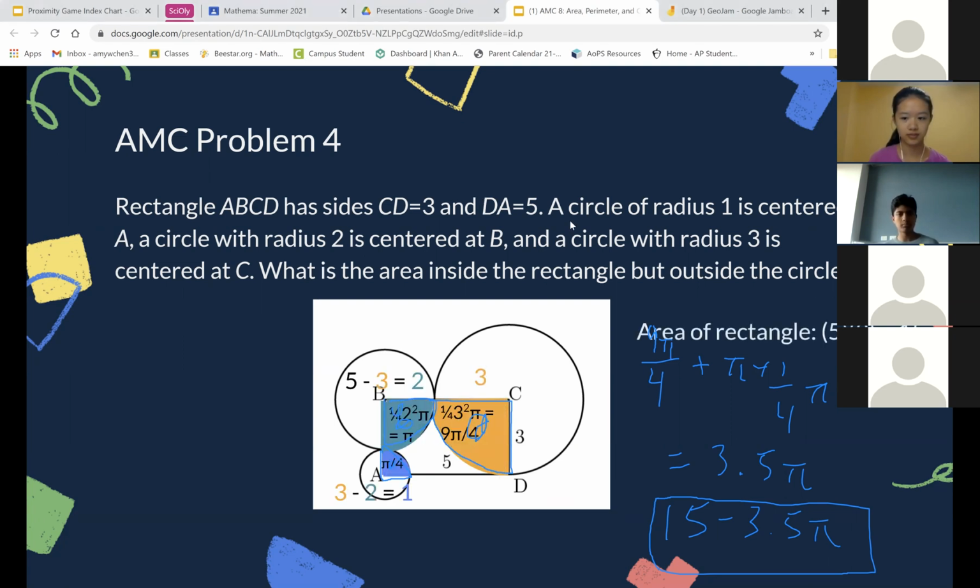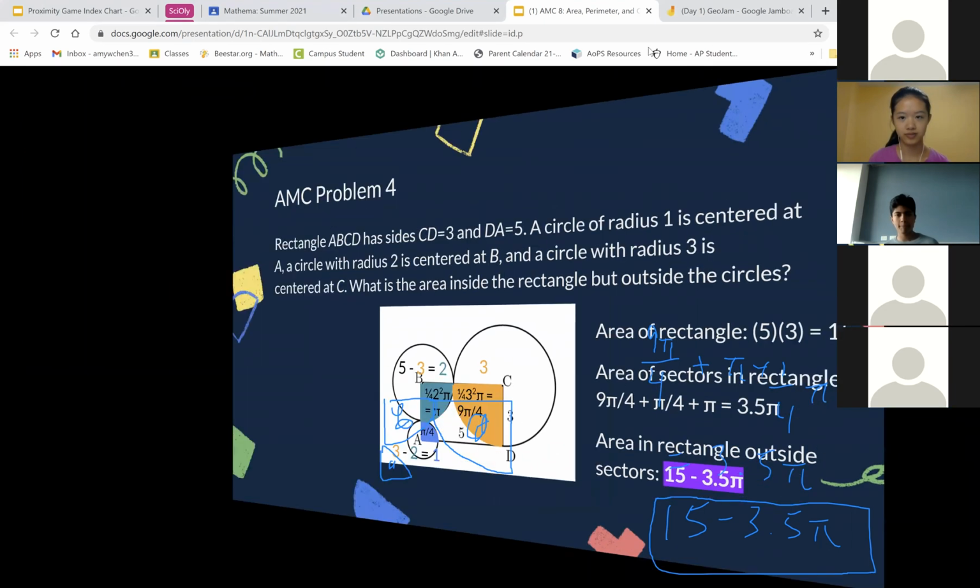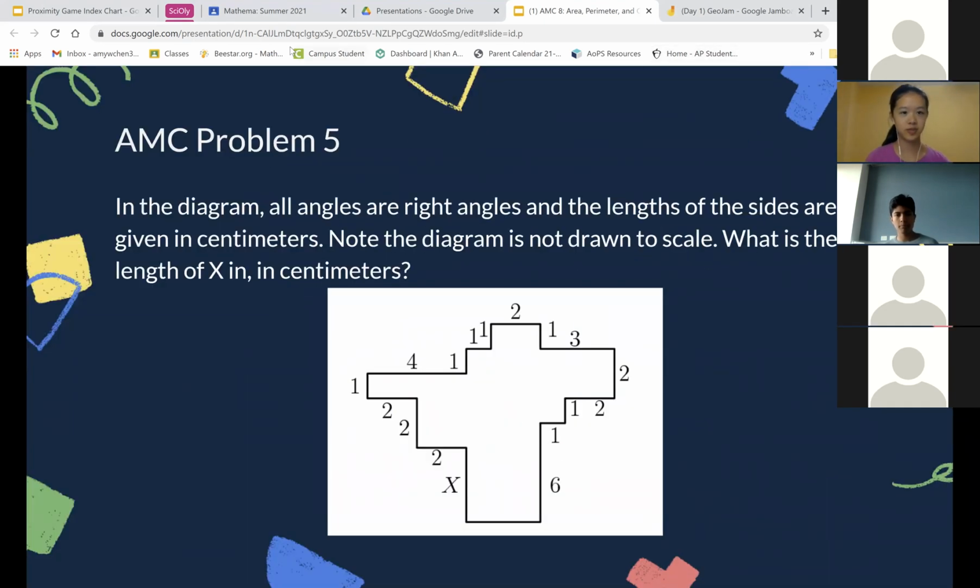Pretty straightforward. Yeah. Okay, this problem.